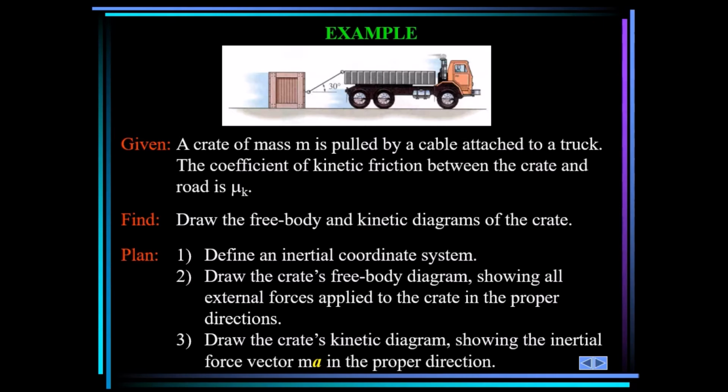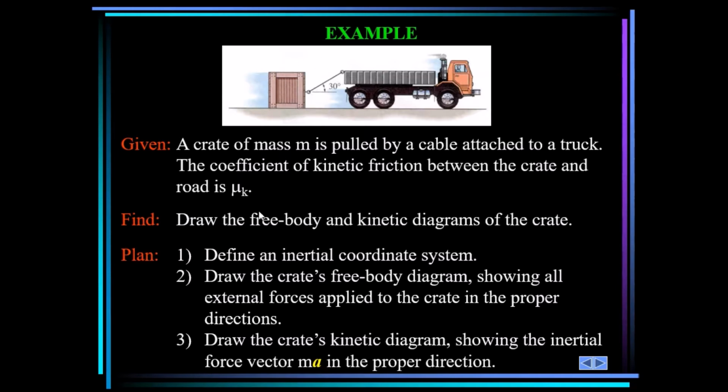Let's take a look at this example problem here. We have a given diagram, and they tell us that we have a crate, you can see back here, with a mass M being pulled by a cable attached to this truck. The cable in the diagram is coming up at 30 degrees off the horizontal. They also tell us that the coefficient of kinetic friction between the crate and the road is mu sub k. Now they want us to draw a free body and kinetic diagram for our crate.